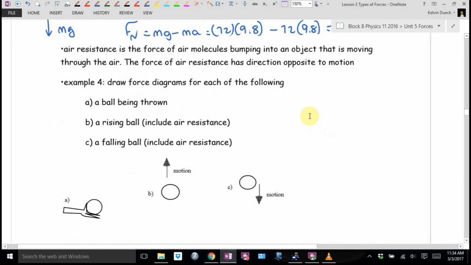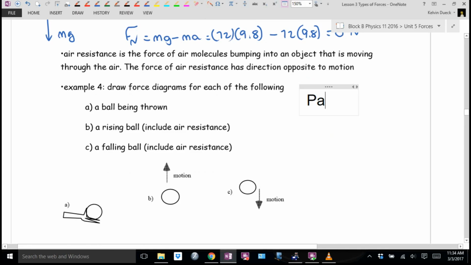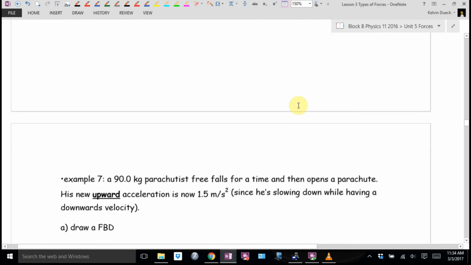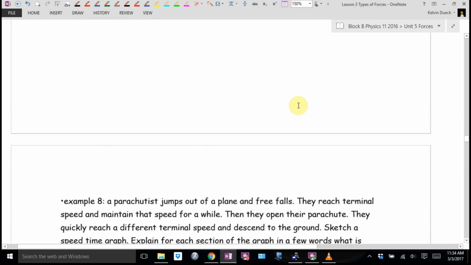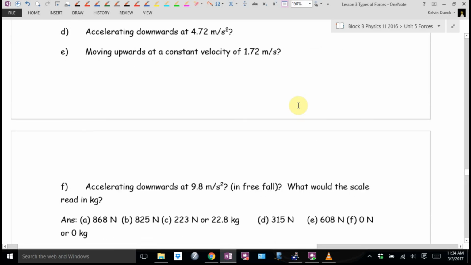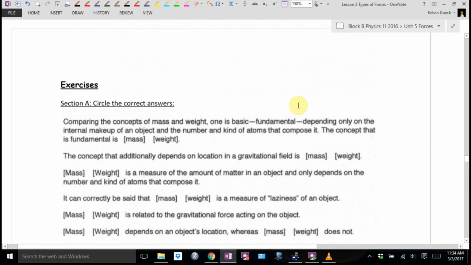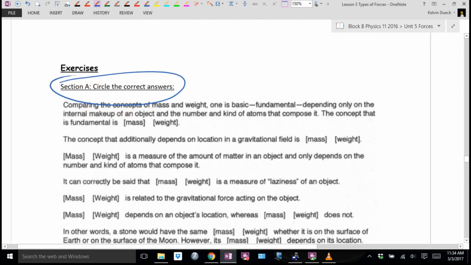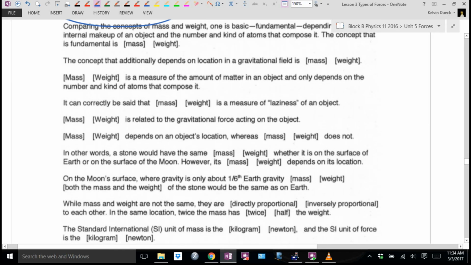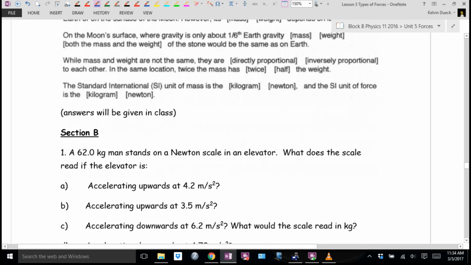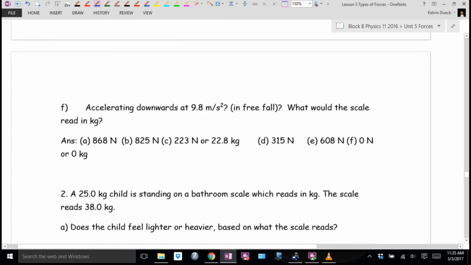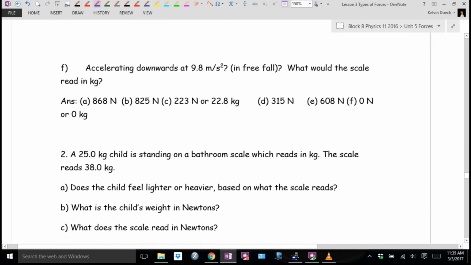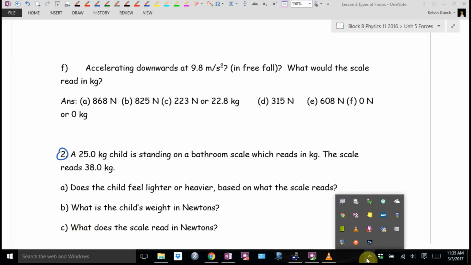We're going to pause here. Your homework part 1. Here we go. Is section A. Just says circle the correct answers, and you can ask me about the answers later on in class. You can also try number 1. And you can try number 2. We're going to pause there. Let me pause the video.